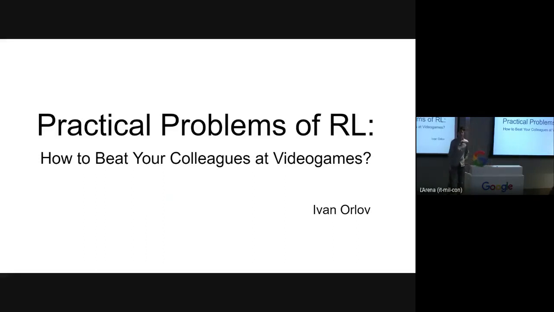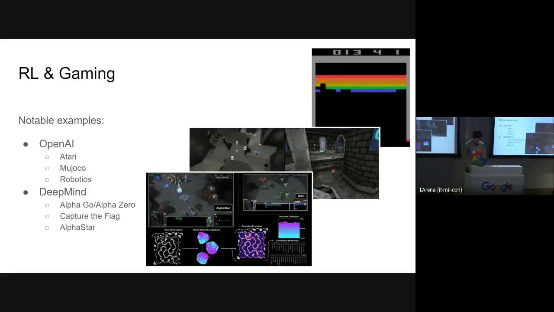So, hi everyone. Today we will talk about practical problems of reinforcement learning. And as you see, the subtitle is How to Beat Your Colleagues at Video Games. And why do we speak about video games? Recently, we've seen a lot of very fancy stuff of gaming, like bots which play StarCraft, chess, Dota, hundreds of videos on YouTube, and so on.